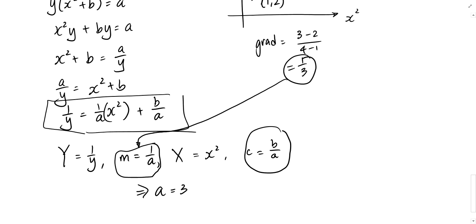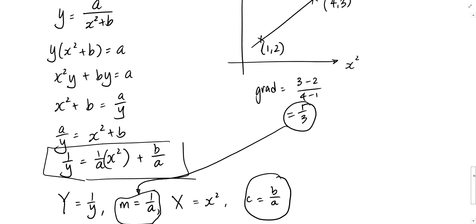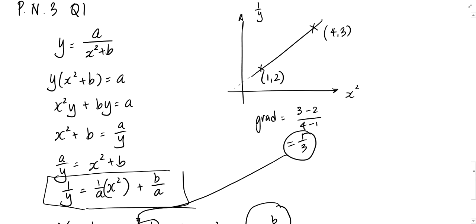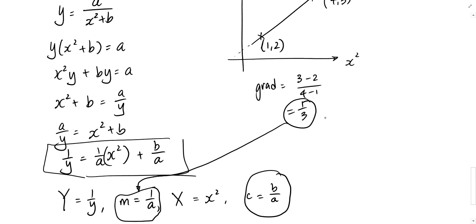B is over here. B is found in the vertical axis intercept, but I cannot extrapolate. So what do I do? Sub the gradient and a point into an equation. Okay, which point do you want to choose? 1, 2 or 4, 3? 1, 2. Yeah, 1, 2 sounds much easier. So sub 1, 2 inside.